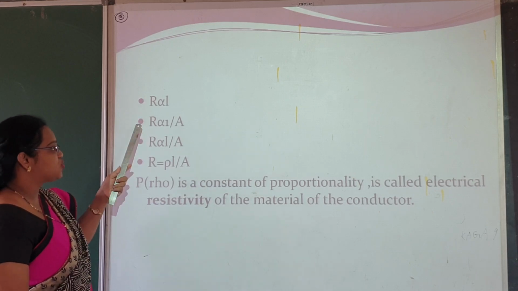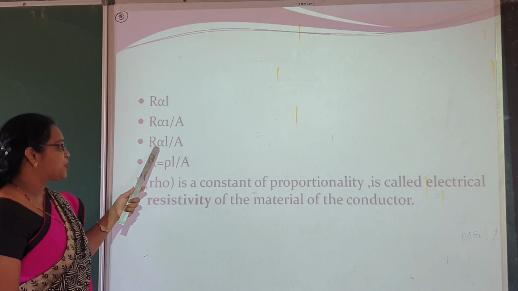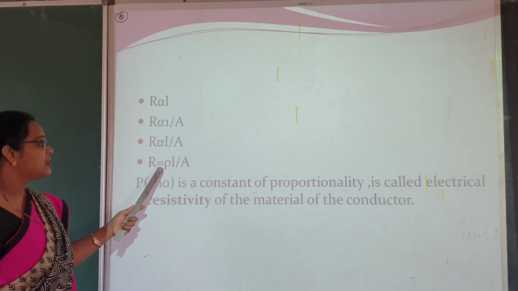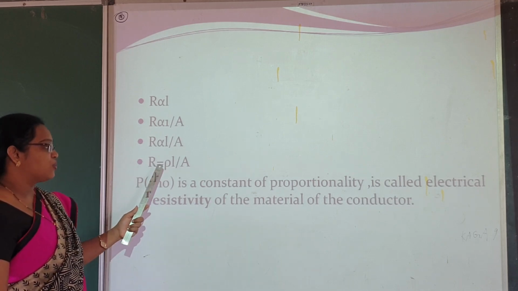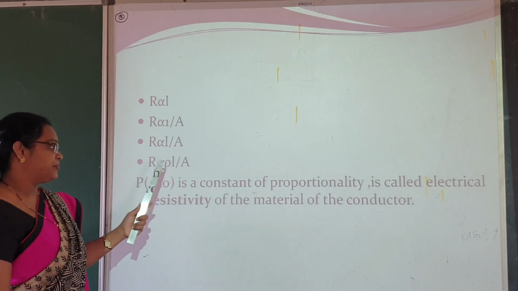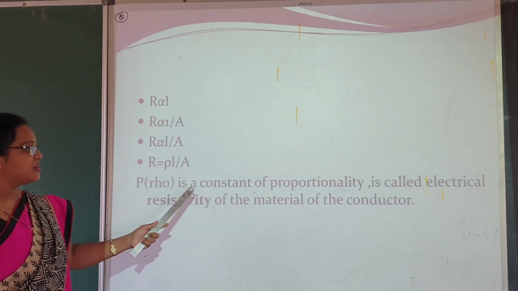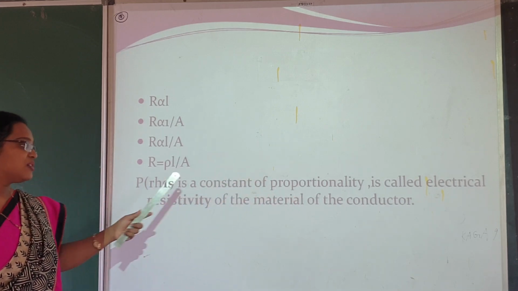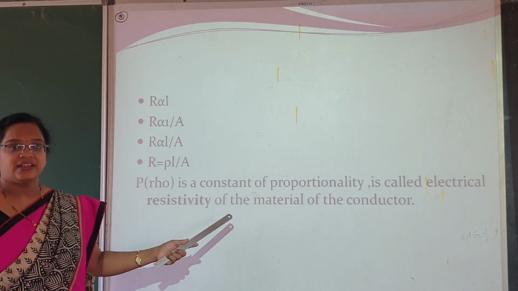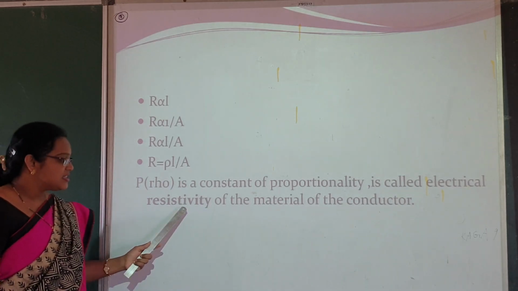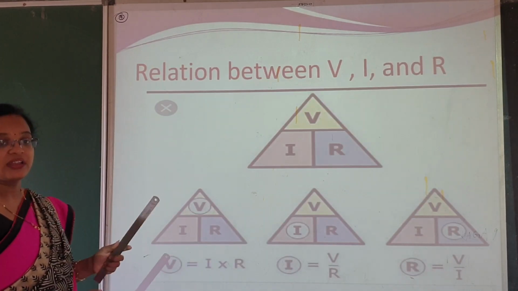Then if you combine these two, R is proportional to L by A. To remove this proportionality symbol, we write a constant rho. This we call rho, a Greek letter. So R is equal to rho into L by A. So what is this rho? This rho is called resistivity, the constant of proportionality. That constant of proportionality is called the electrical resistivity of the material of the conductor. This resistivity depends on the material, and this material is called the conductor.